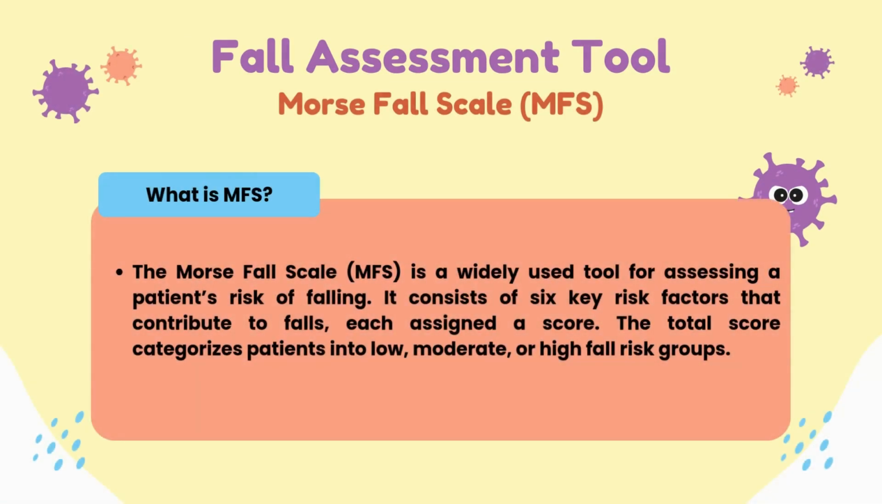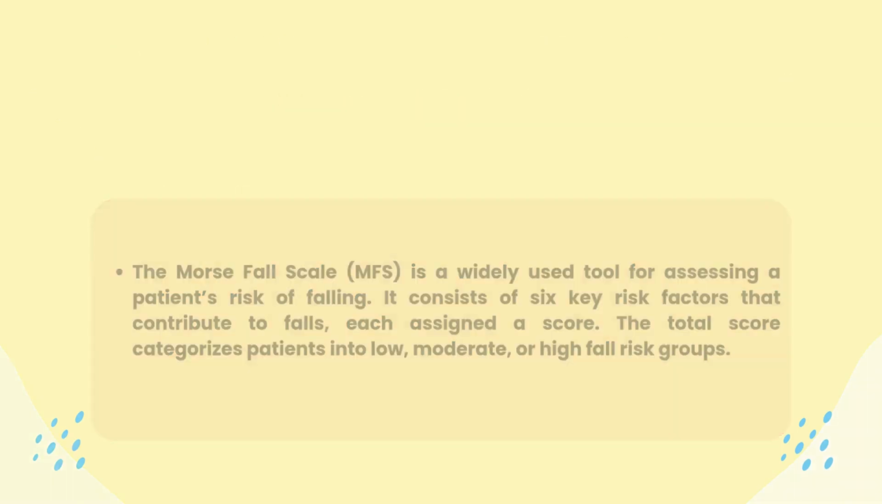The Morse Fall Scale, or MFS, is one of the most widely used tools for assessing a patient's risk of falling. It evaluates 6 key risk factors, each assigned a score, allowing clinicians to categorize patients into low, moderate, or high fall risk groups. By identifying these risks early, healthcare providers can implement targeted interventions to prevent falls and improve patient safety.